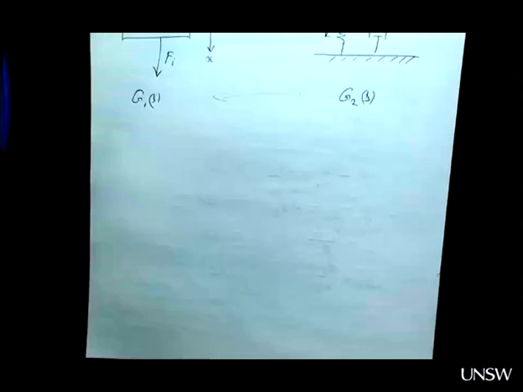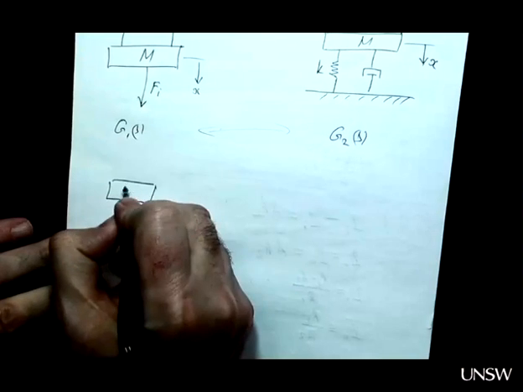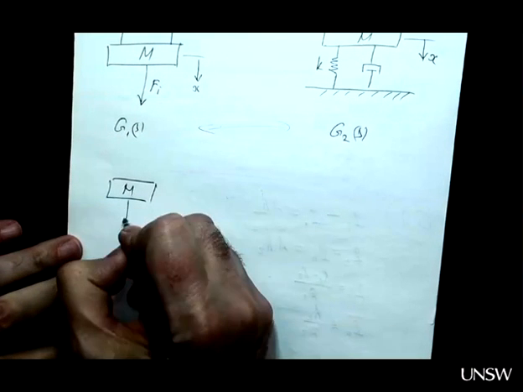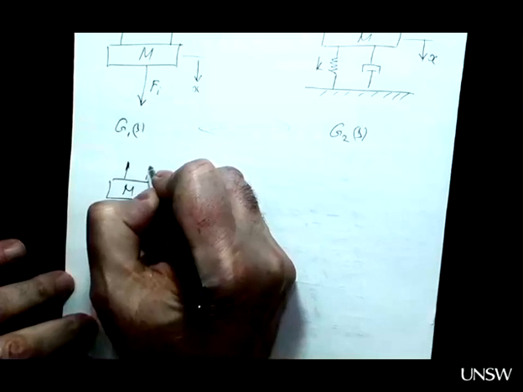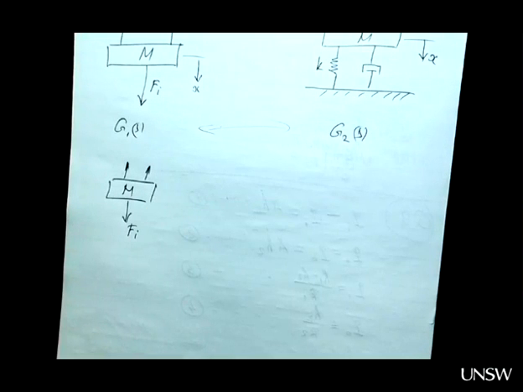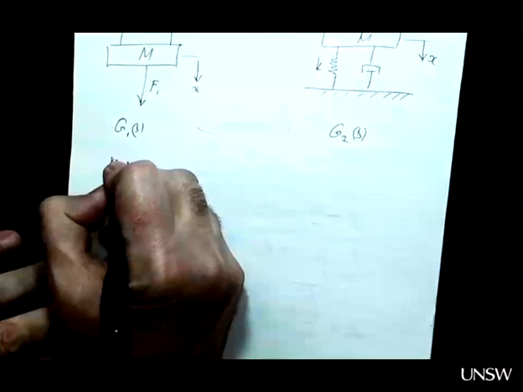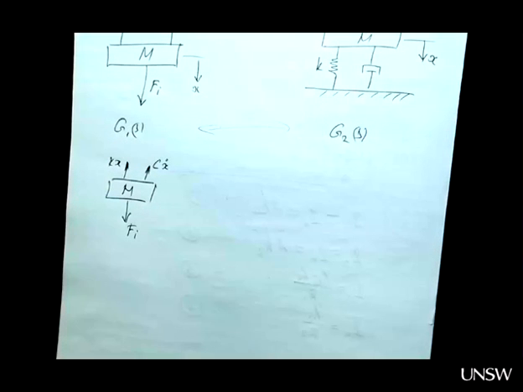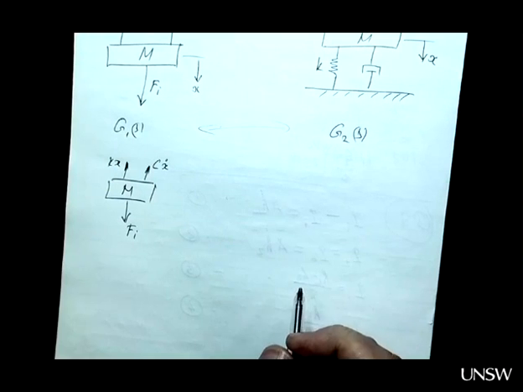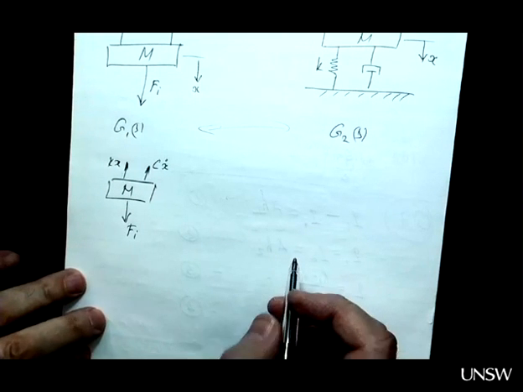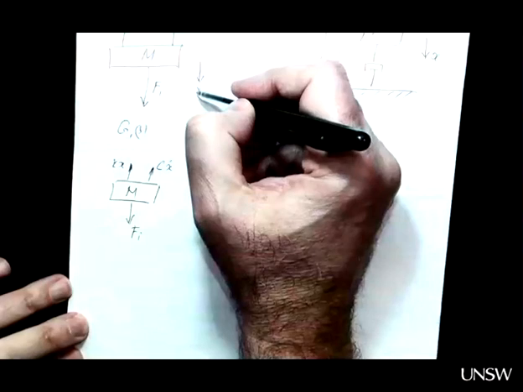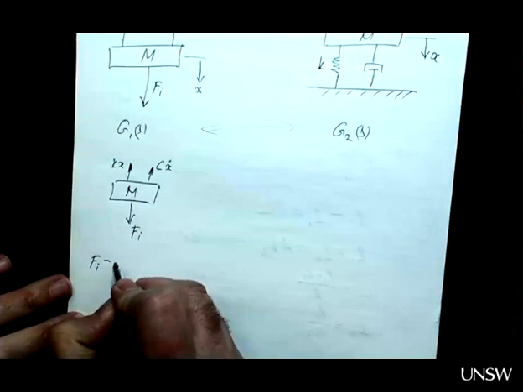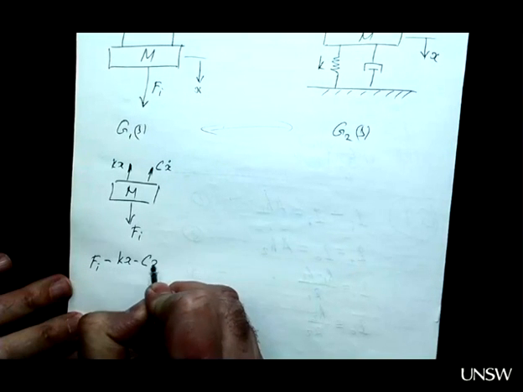Okay, so system one. If we sketch a free body diagram of this mass M, then you have Fi pulling the mass down, and you also have these two forces resisting the displacement of mass M downwards. So this would be Kx, and this would be Cx dot. The algebraic sum of all forces equals inertia. So if downwards is positive, then Fi minus Kx minus Cx dot equals Mx double dot.